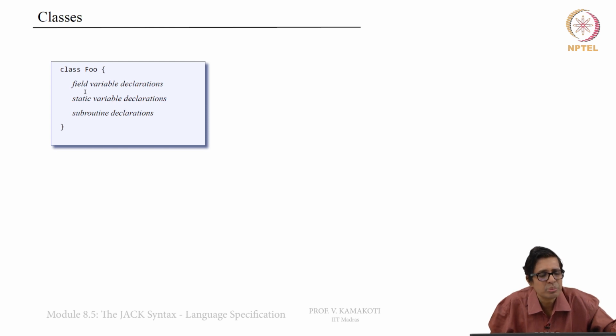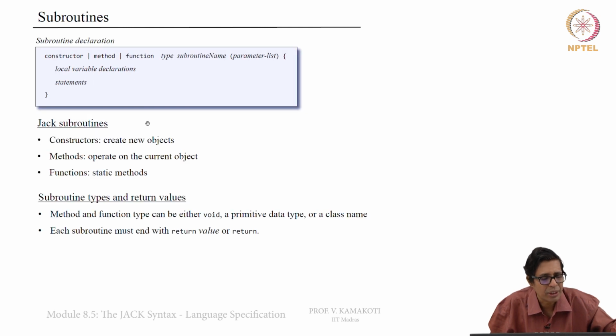So, class Foo, some name Foo. We have field variable, static variable, and subroutine declarations. Now we are talking about subroutine declarations. So, what are the methods here? There are three types of methods. The subroutines can be of three types: constructor, method, or function. Then you have a subroutine name followed by the parameter list. Then inside you will have local variable declarations, statements, etc.